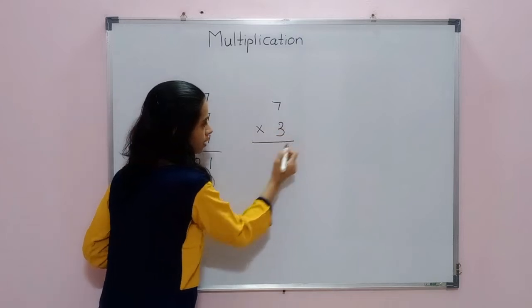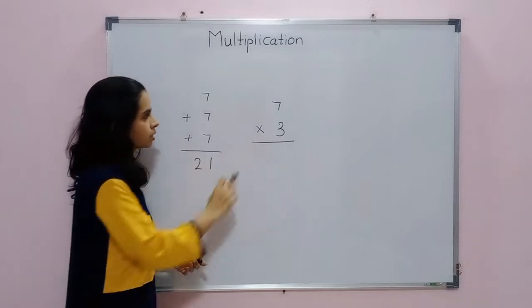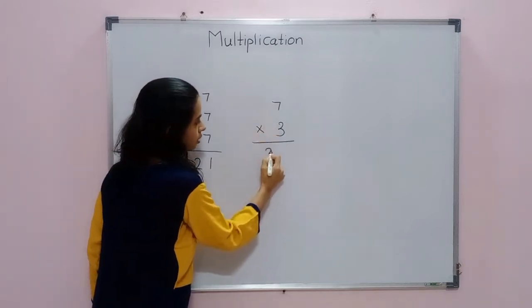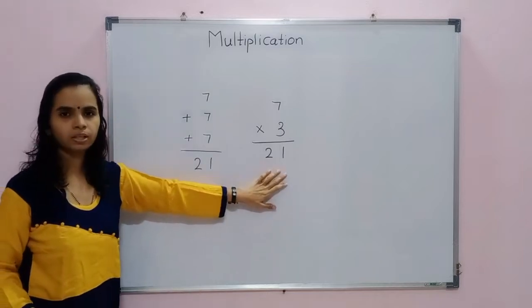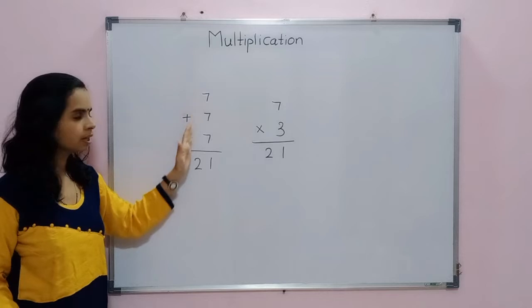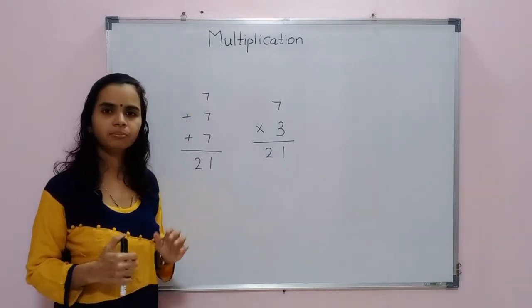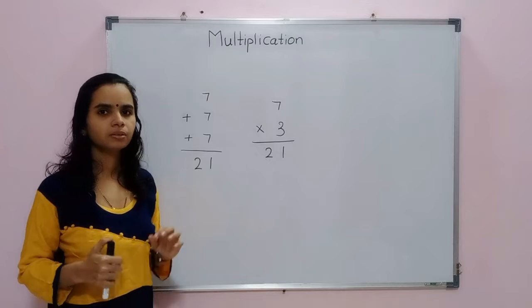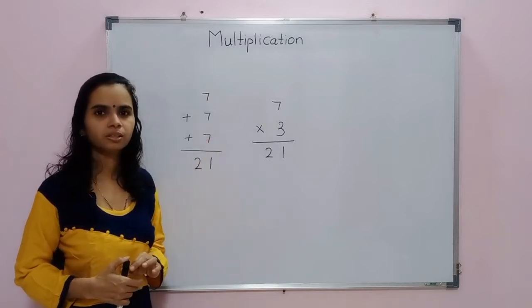7 by 3. This "by" means multiplication. 7 into 3 we will get 21. 7 3s are 21. Means multiplication is nothing but repeated addition. Multiplication, you should keep in mind the table should be perfect to solve multiplication in short span of time.